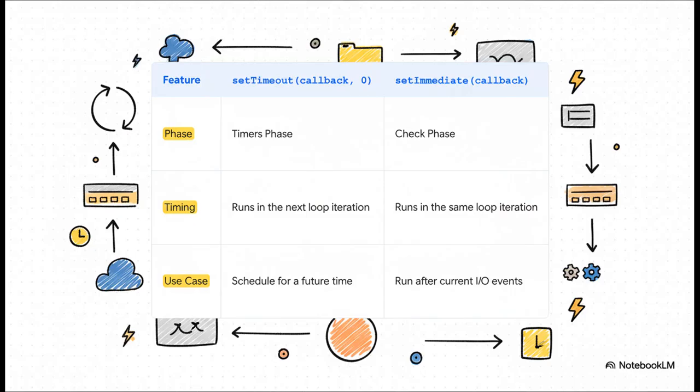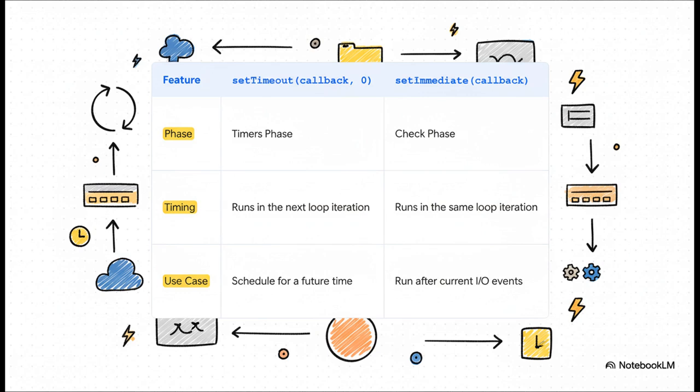And this is why knowing those phases is so important. Just look at setTimeout with a 0-second delay versus setImmediate. You might think they do the same thing, but they absolutely do not. Because they live in different phases, timers versus check, their timing is different.